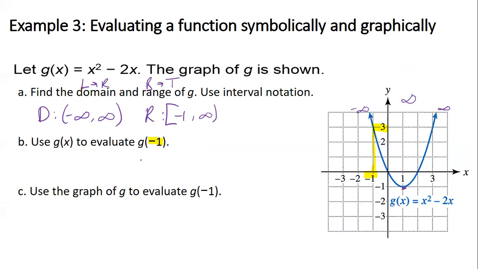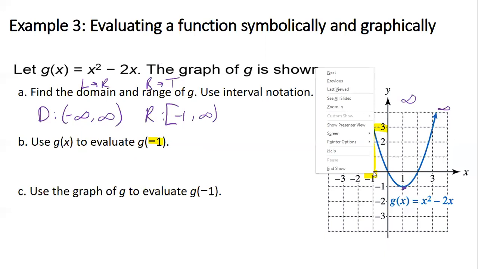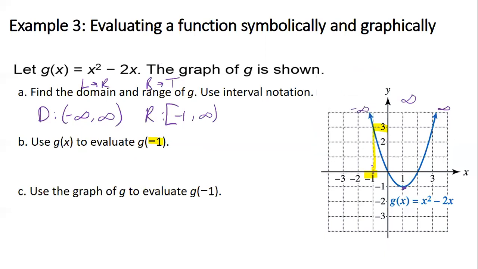Okay, next, evaluating from a graph. So if I have G of -1, that means I go to -1 on the x-axis. I'm going to follow it up to the graph. And at the graph, I'm at 3. So G of -1 equals 3. Okay, that's using the graph.